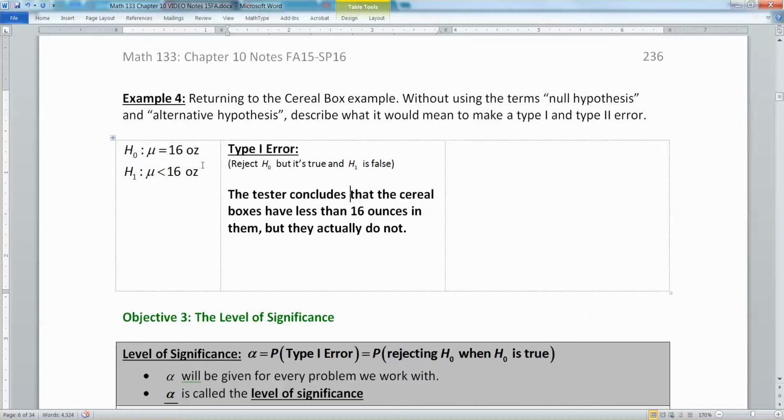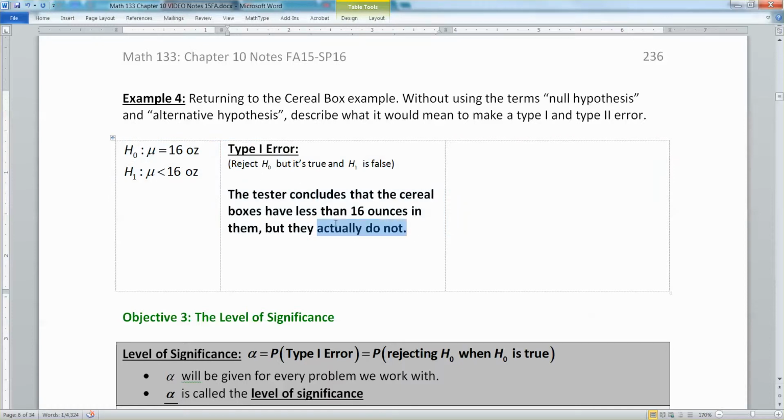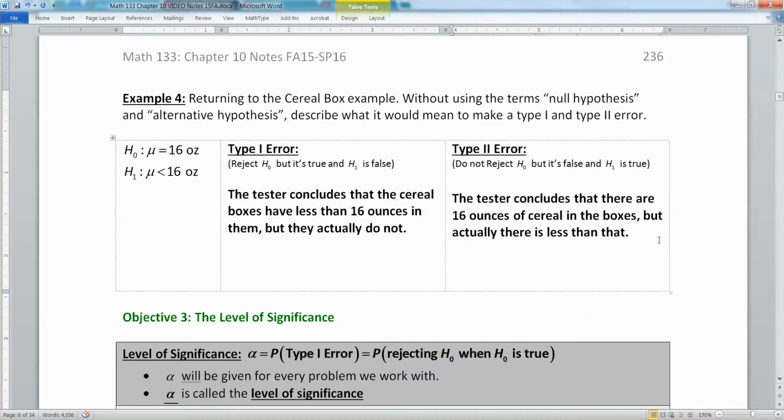So that would mean that the tester concludes that the alternative hypothesis is correct, that less than 16 ounces are in these boxes, but they actually do not have less than 16 ounces. Now, type 2 error would be when you do not reject H0, but it is false and the alternative is actually true. So that would mean that the cereal boxes actually do contain less than 16 ounces, but the tester didn't conclude that. There we go. So the tester concludes that there are 16 ounces of cereal in those boxes, but there's actually less than that.